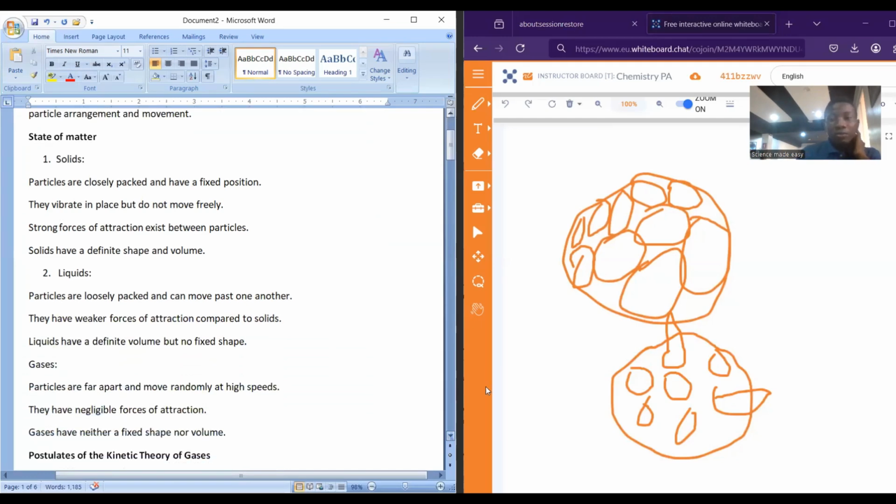So let's move to gas. Talking about the gas, the particles of the gas are farther apart from each other. So that is why gas is the fastest. Gas is the fastest state of matter. Their particles are farther from each other.